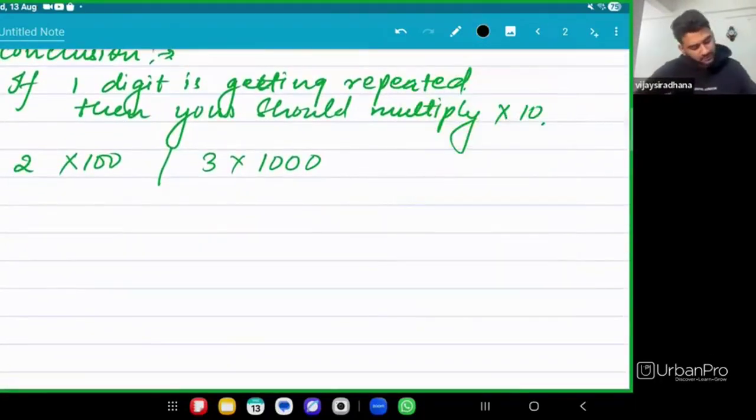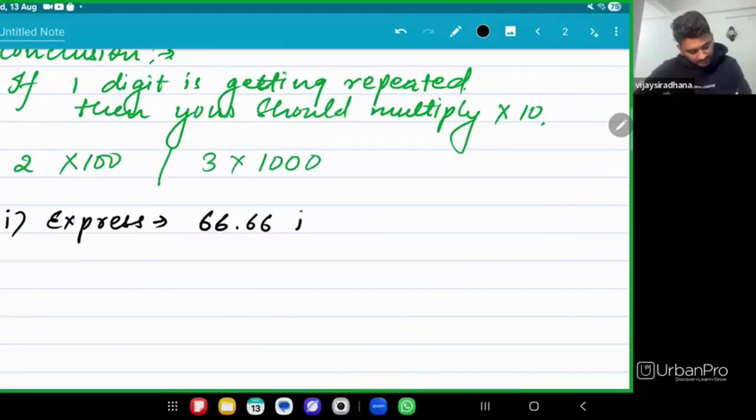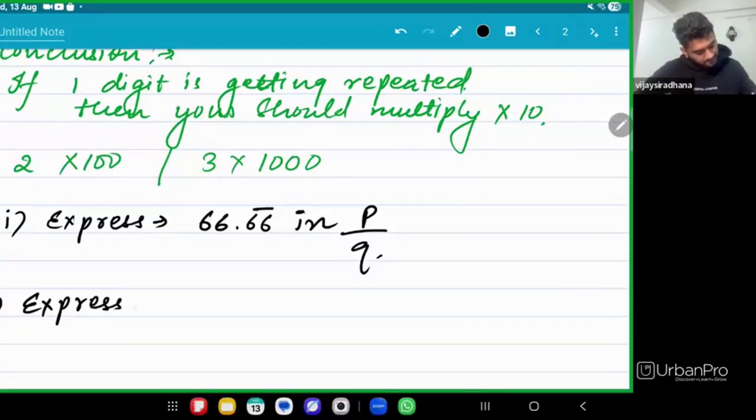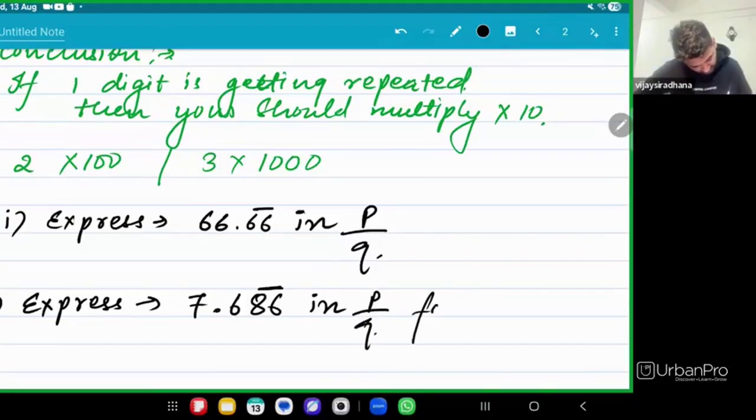You can try out these questions from my side. Question number 1: express 66.66 bar in p by q form. Question number 2: express 7.686 bar in p by q form. You can try and solve these.